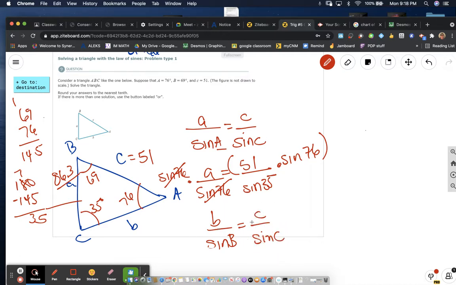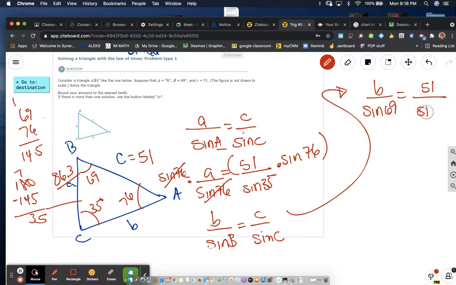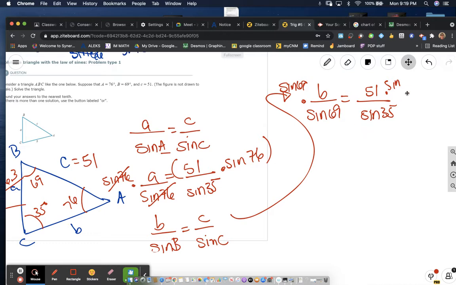Okay, so now we're going to substitute in. We're going to get B, which we don't know what that is, over sine B, sine 69, equals C, 51, over sine C, 35. Not cross multiply. Multiply by sine 69 on both sides. Sorry, guys. Can I move over a little bit? Sine 69. There. All right, these cancel, and you just get B equals.